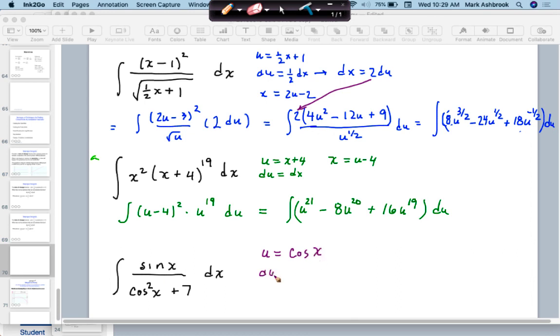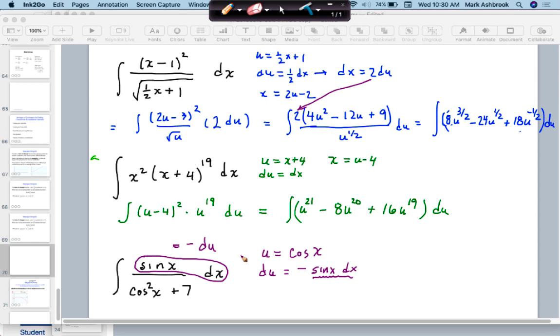Then du is negative sine x dx. Now, notice something. Do you see that du is sine x dx, basically? Rather than solving for dx, which would have sine x in it, and we wouldn't know what to do, you can just notice that we have sine x dx in the problem. And we know what sine x dx is. What is sine x dx equal to? The opposite of du, right? So this right here is equal to the opposite of du.